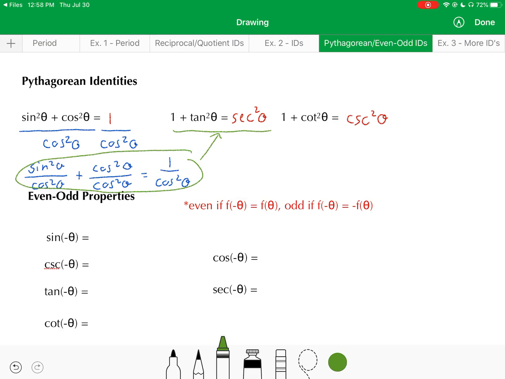And I could reason out the third identity if I just took sine squared plus cosine squared of theta equals 1 and instead divided it all on both sides by sine squared of theta.